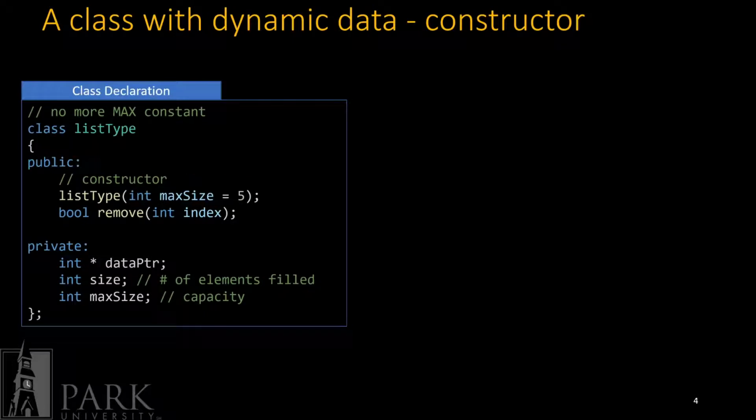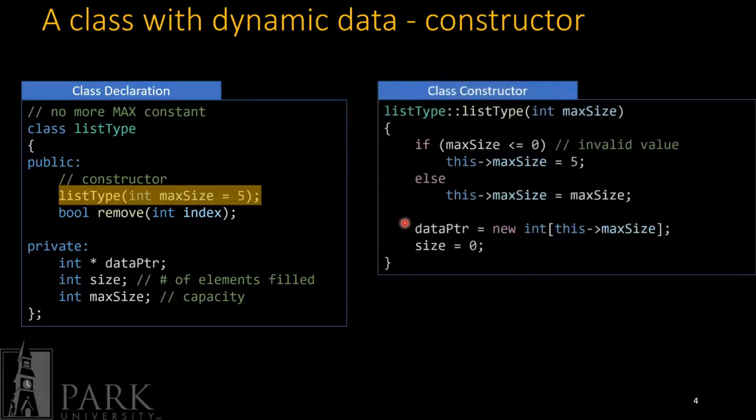We will have a constructor with one parameter, max size, which sets the capacity of the dynamic array. And this parameter has a default value of 5, as you can see right here. The constructor will first check and correct any invalid parameter values. So you can here check to see if it's less than 0, and if so, it sets it to 5. Otherwise, it goes ahead and initializes max size to the value we pass in. Once it does that, it creates the dynamic array using that capacity and initializes the size to 0.